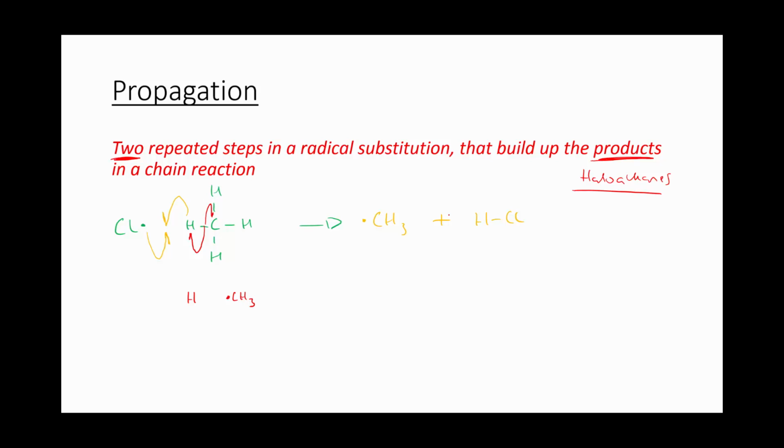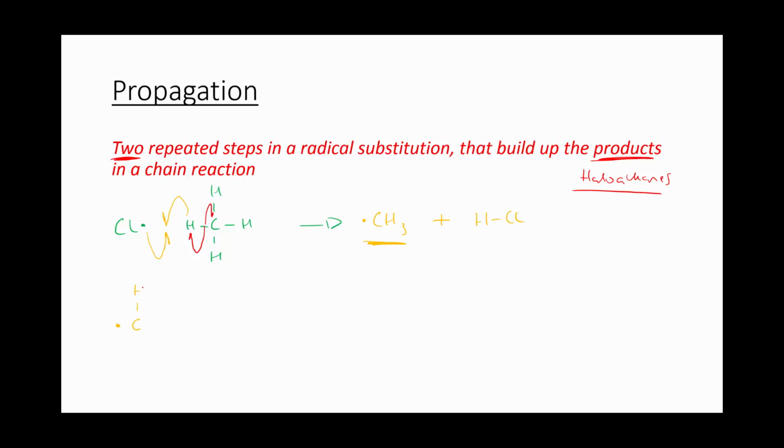So those are the two products in the first step for propagation. Simple enough, right? Okay, so what is the second step in the propagation reaction? Well, in the second step, we're going to use the methyl radical that we've made in the first propagation step. Pretty logical so far. So I'm just going to draw it out.